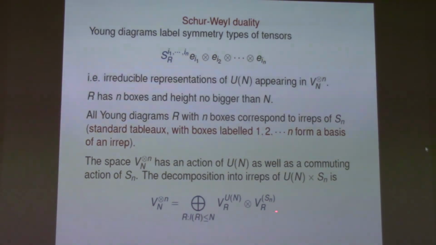I could organize it according to representations of U(N) and S_n using the Young diagrams, and there's a very simple cutoff. The height of the Young diagram is no bigger than capital N. That's the origin of why, when you organize things in terms of S_n, the finite capital N cutoffs are easy. It always has to do with this theorem.